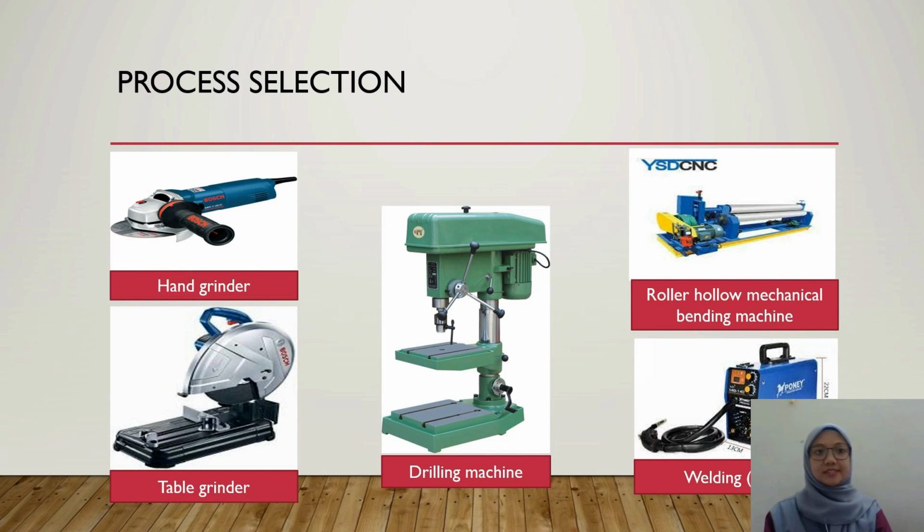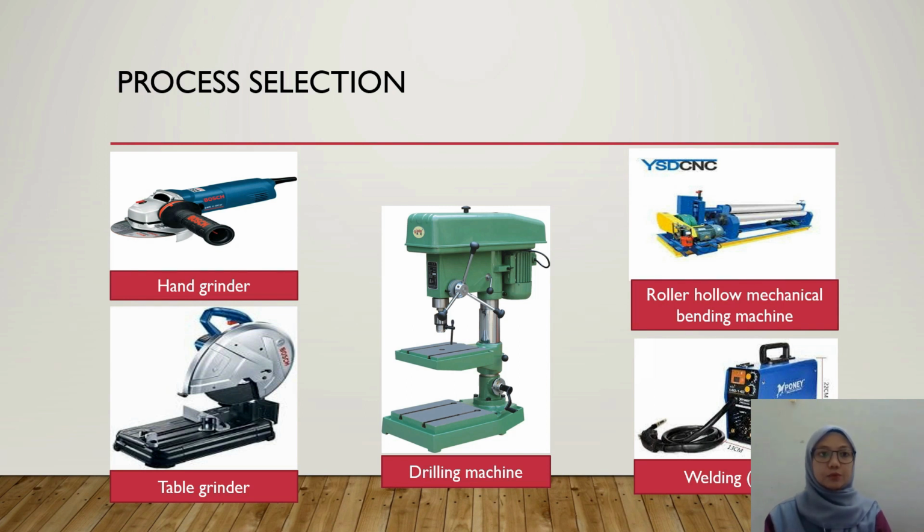For the shaping process, firstly we need to cut the material following the dimensions. We use a grinding machine for cutting plywood and high carbon steel material. The grinding machine that we use is a table grinder. After that, we bend the high carbon steel to make a support for the table. We use a roller hollow mechanical bending machine. After that, we drill certain parts for bolt and nut and for screws.